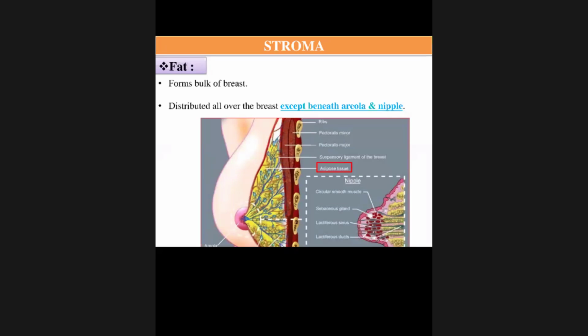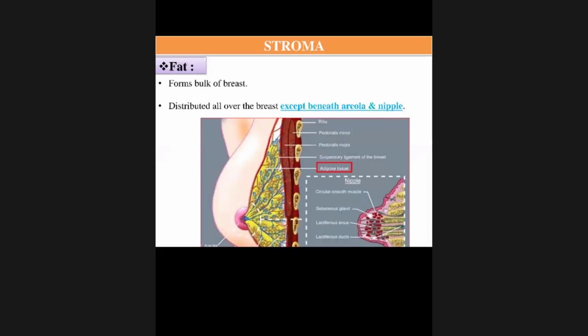So the fat forms the bulk of the breast. So in the breast, mainly what is there? Fat is there. So because of the presence of fat, it is soft. And fat is distributed all over the breast except beneath the areola and the nipple.